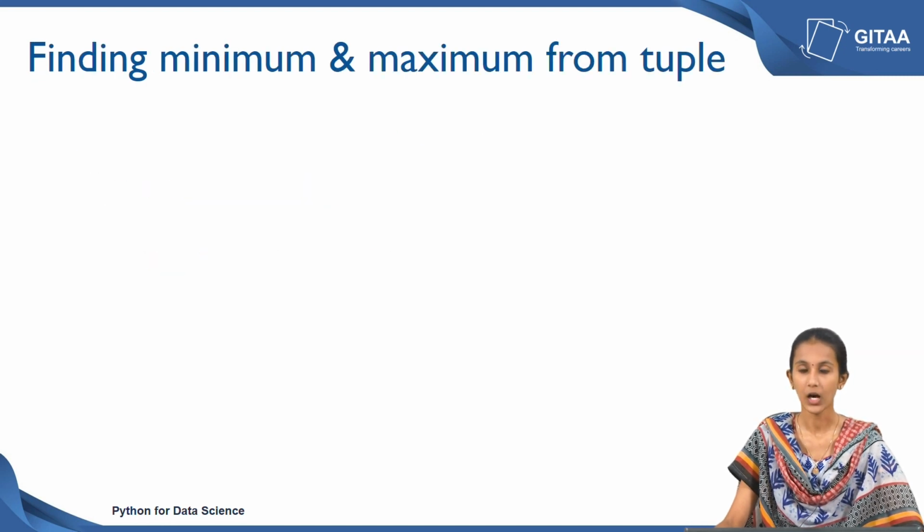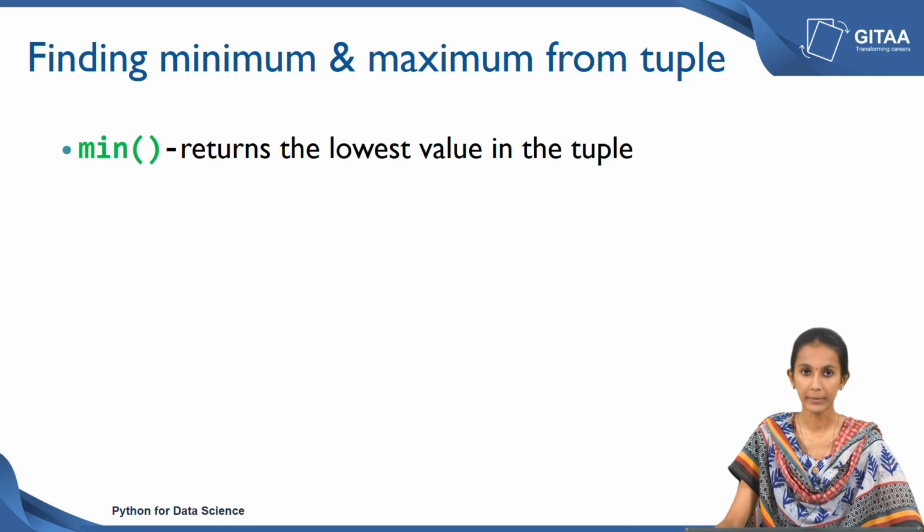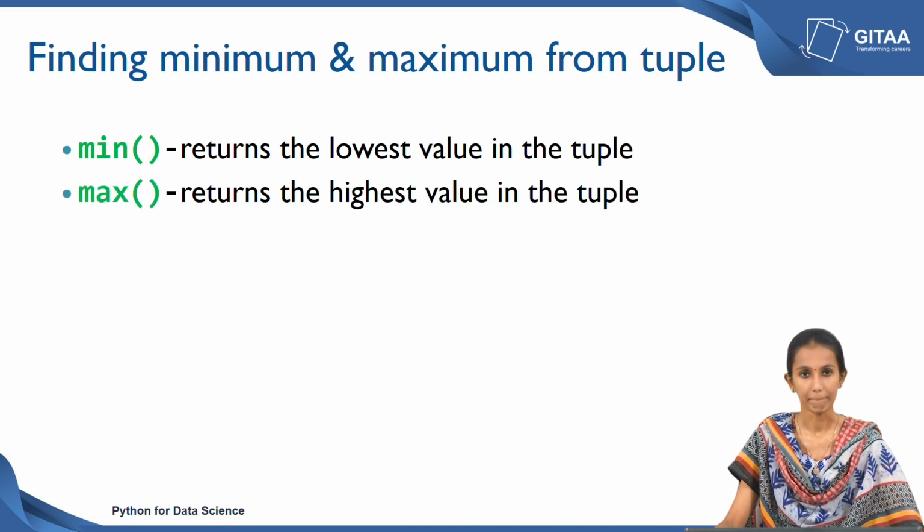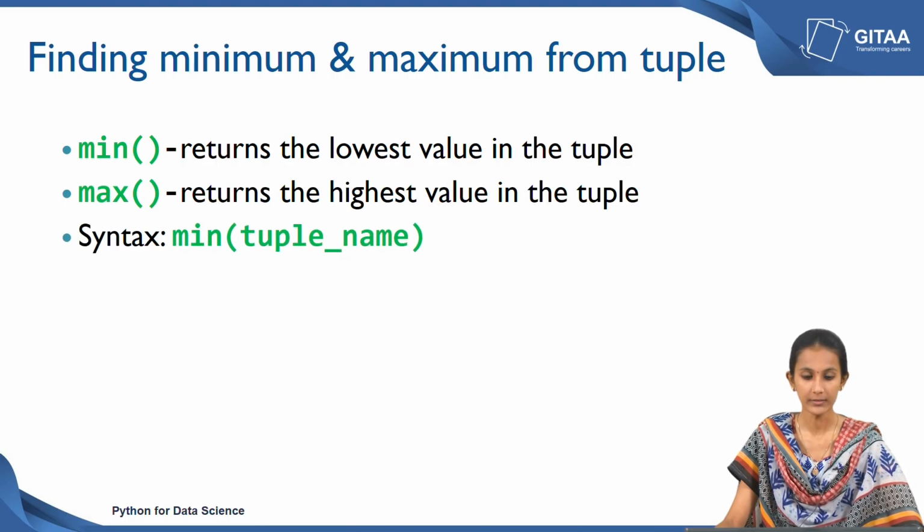Next let us see how to calculate the minimum and maximum from the tuple. If you have quantitative data with integer or numeric values and you wanted to calculate the minimum and maximum, you can use the built-in functions which are available in Python. min is a built-in function. If you wanted to calculate the lowest value in the tuple, you can use the min function. If I wanted to calculate the highest value in the tuple, you can use the max function. The syntax for min is min followed by the tuple name.